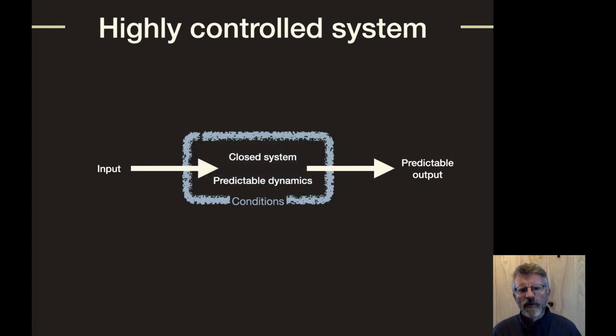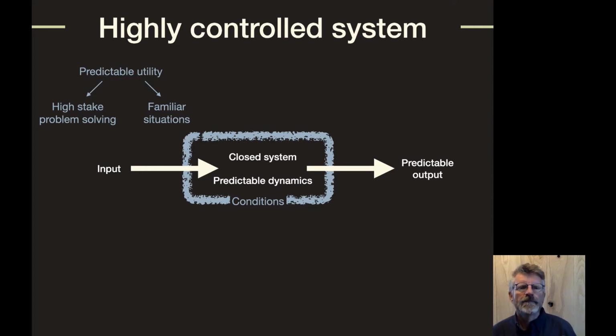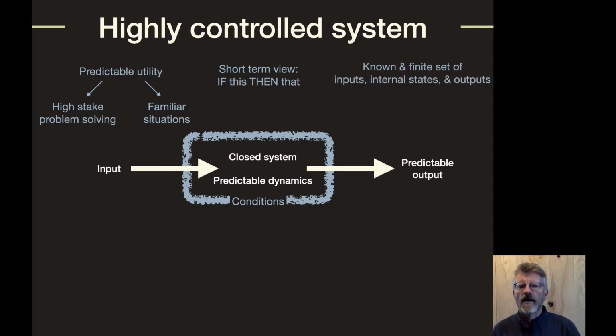So let's go into a number of properties of controlled systems in general. Like the smartphone, they have a predictable utility. And they originate from high-stake problem solving. That's the whole purpose of closing systems and the coping mode in general. Therefore it works in familiar situations. We create a system for a particular situation, and that situation must be familiar, although it might be a problem. It is always a short-term view, so it's if this, then that. And that's the general thing of a closed system, depending on the time scales of the system. We have created a system with a known and finite set of inputs, internal states and outputs. So it's all known and finite. Well, it's not completely finite, but it's well enough. And because we closed it from its environment, it is unaware of its environment.